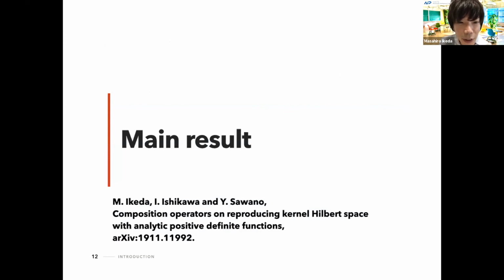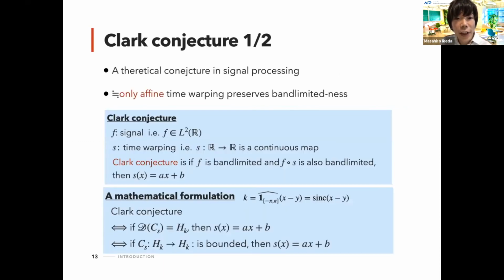Okay, let me give the main result. The details can be seen in this arXiv paper. This is joint work with Ishikawa-san and Sensei. They are members of the mathematical science team. Our result is related to the Clark conjecture. The Clark conjecture is a theoretical conjecture in signal processing. Roughly speaking, only an affine time mapping preserves band limitedness.